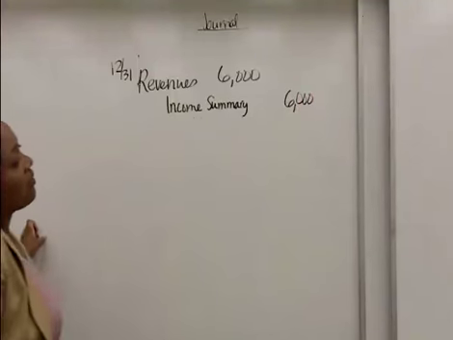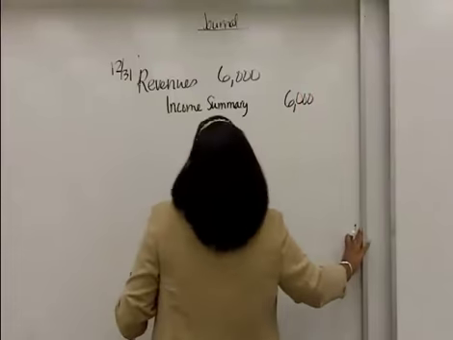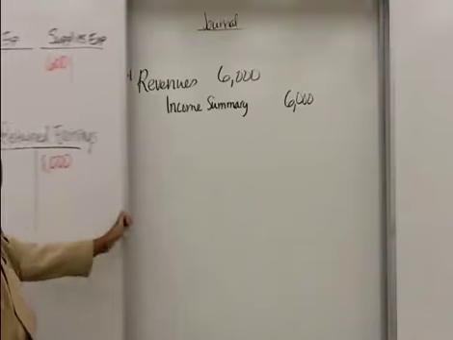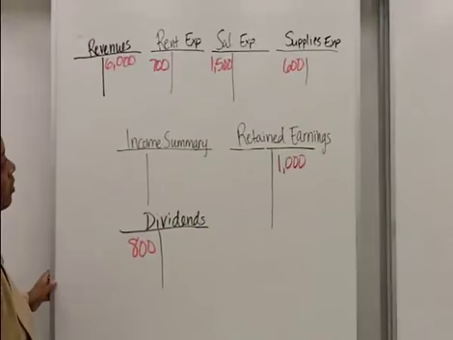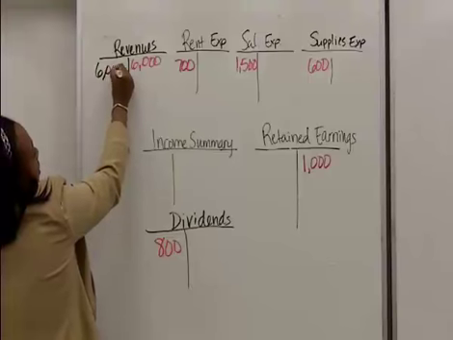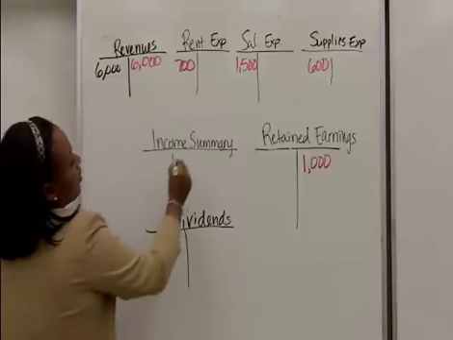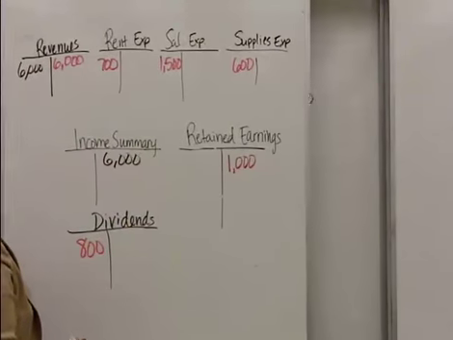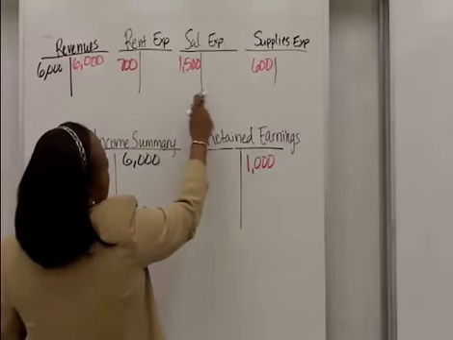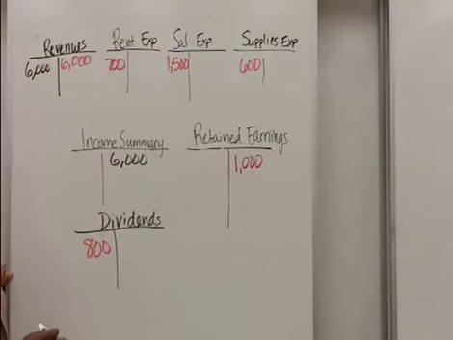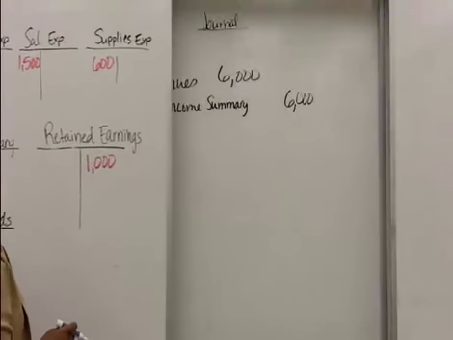Now, after we credit that 6,000 to income summary, we're going to post. So we're going to post the 6,000 here to the revenues account, and then we're going to credit income summary for the 6,000. And next, we're going to close out our rent expense, salaries expense, and supplies expense. So we have 700 in rent expense, 1,500 in salaries expense, and 600 in supplies expense.